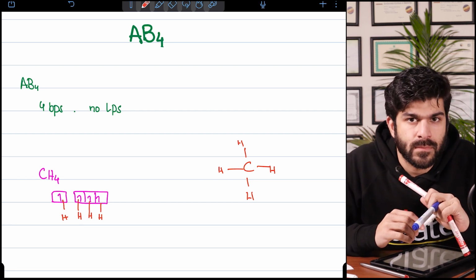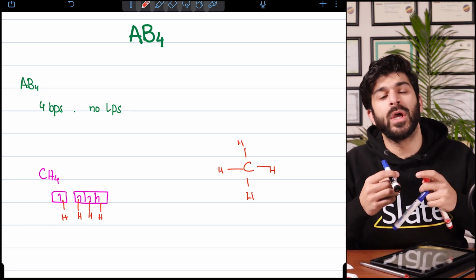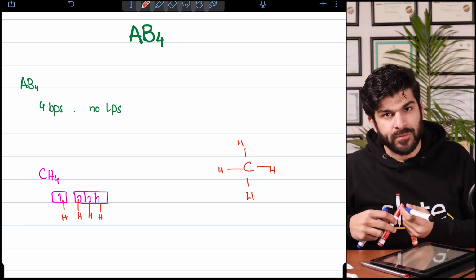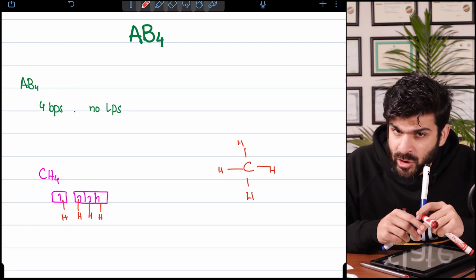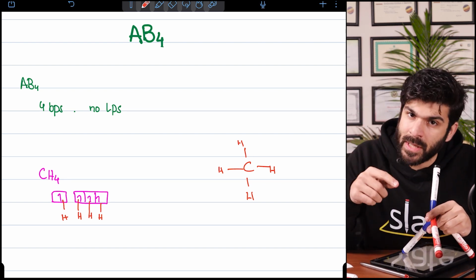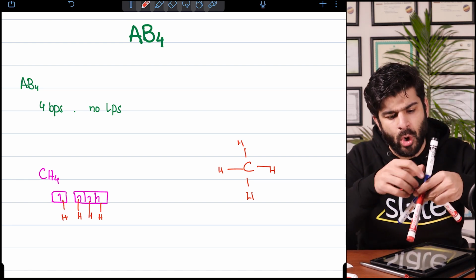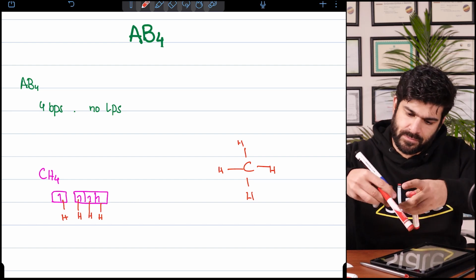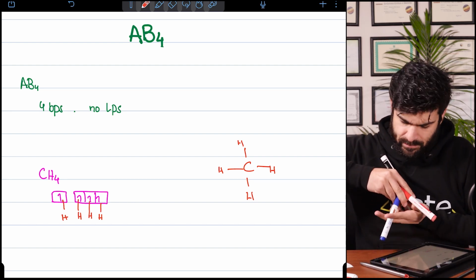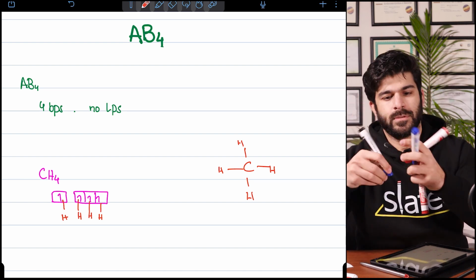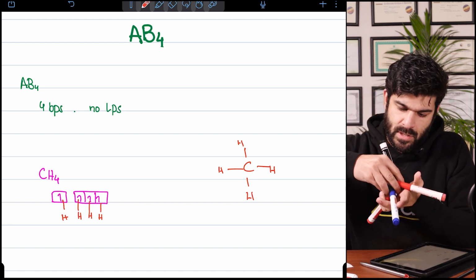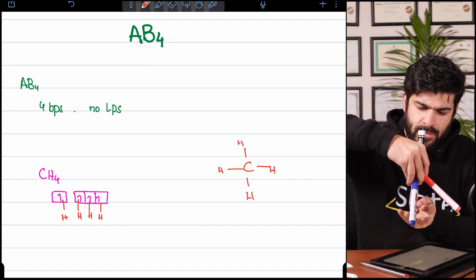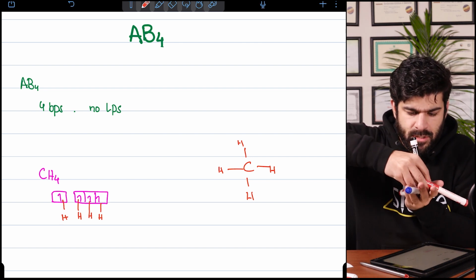So what will happen? This time, students, we are jumping onto a 3D shape because planar was not enough. Bent was planar, linear was planar, trigonal planar was planar. Now we are jumping onto a shape called tetrahedral. Let me try to make it. I'm mostly successful in this, but it happens. So if I say this is the shape, obviously my fingers can't do justice here.